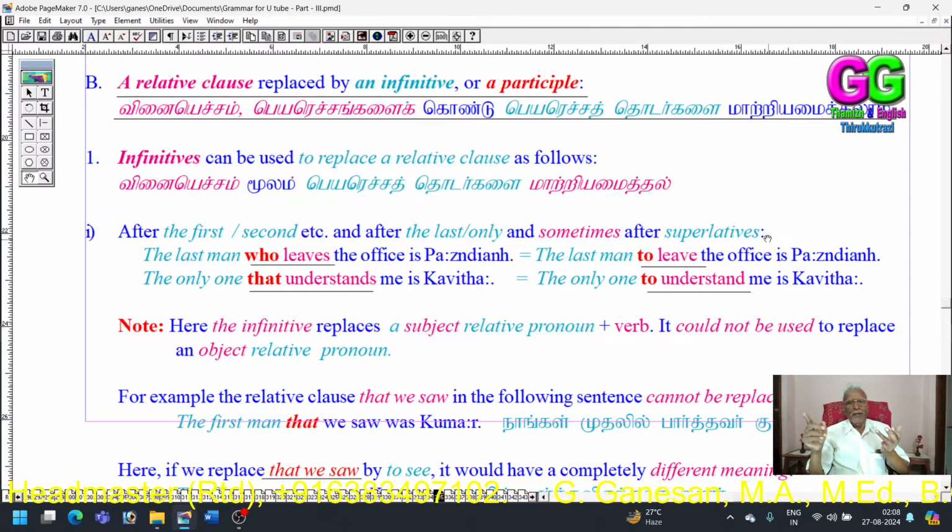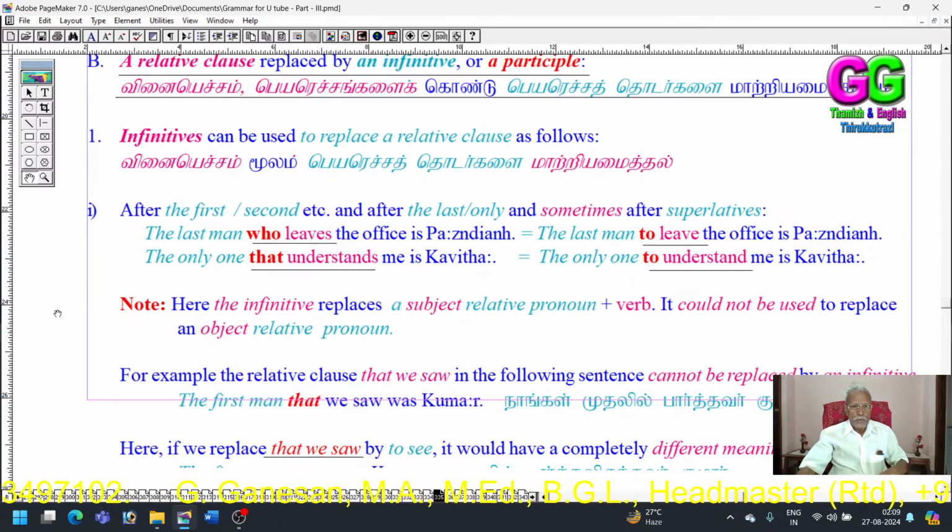After the first or second, or after the last or only, or after some superlatives, we can replace the relative clause by the infinitive. What is an infinitive? Infinitive is nothing but "to" plus the present verb. "To" plus present verb is called the infinitive. That is all. Let's see. This is the first rule.